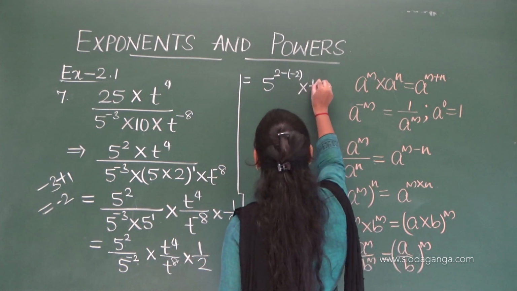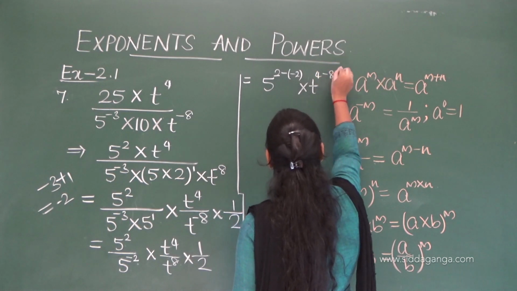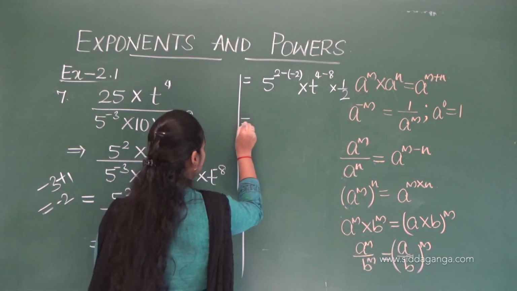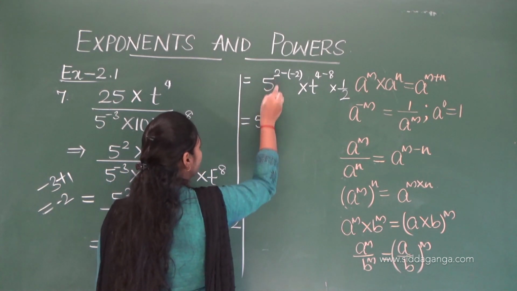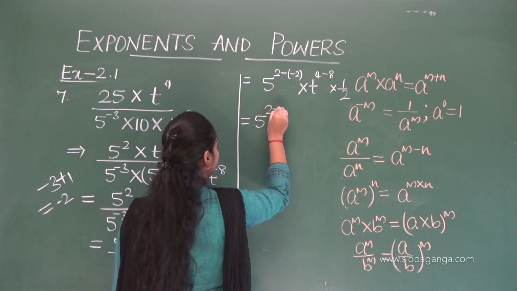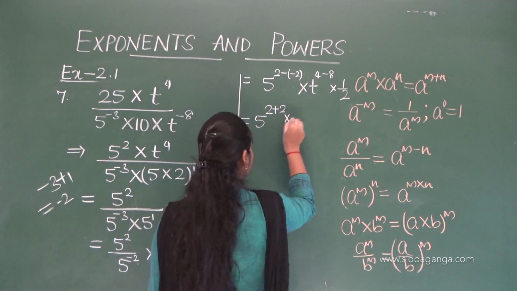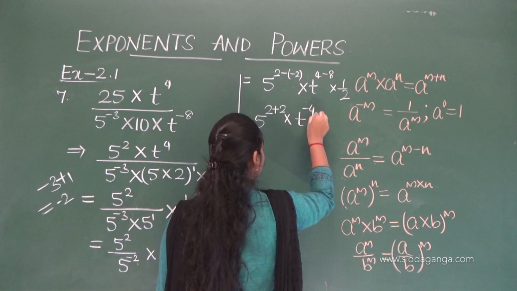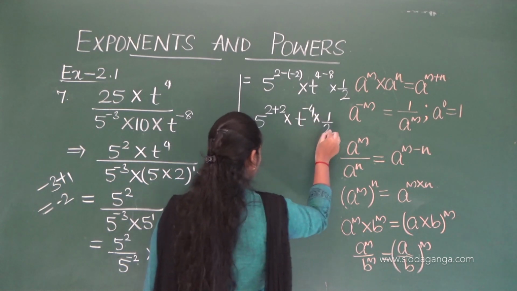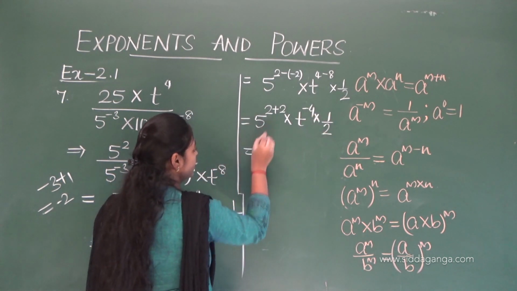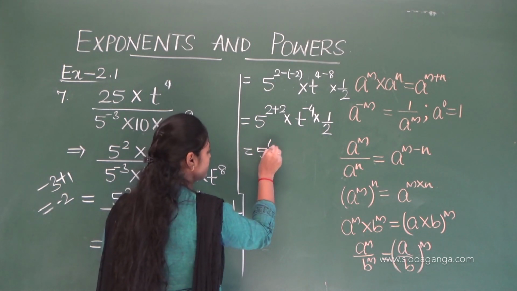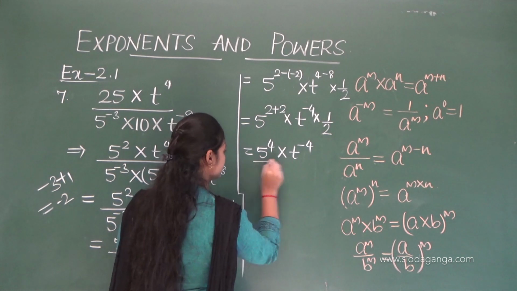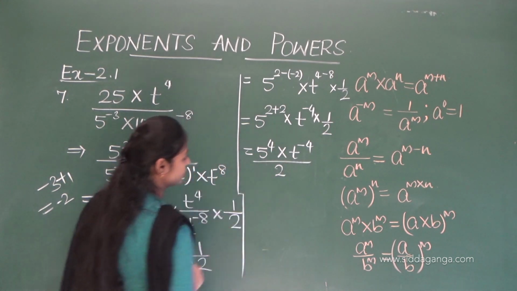So t to the power of 4 minus 8 into 1 by 2. 5 to the power of 2 minus into minus is plus 2, into t to the power of 4 minus 8 is minus 4, into 1 by 2. That is equals to 5 to the power of 2 plus 2 is 4 into t raised to the power of minus 4 divided by 2.